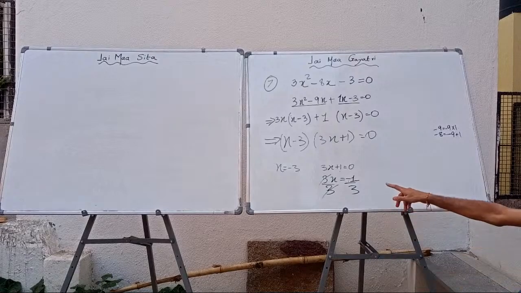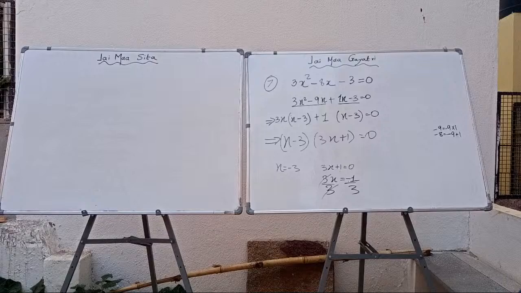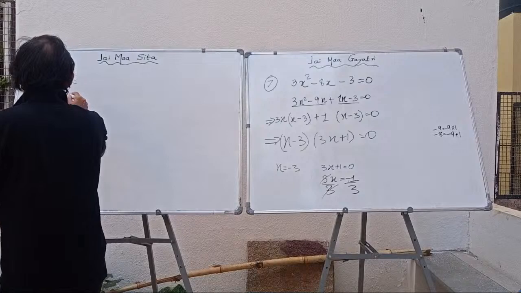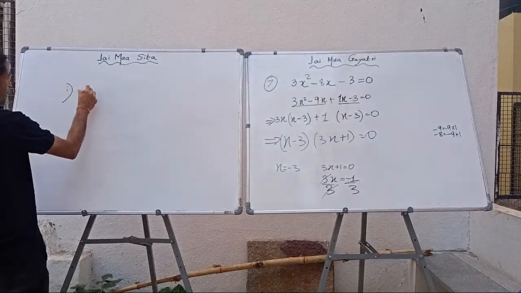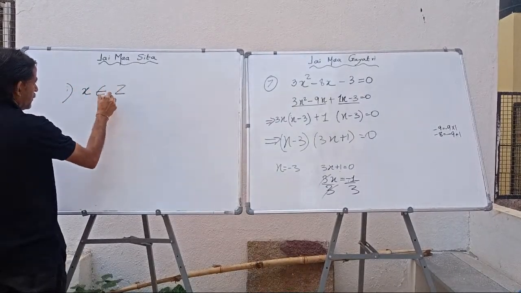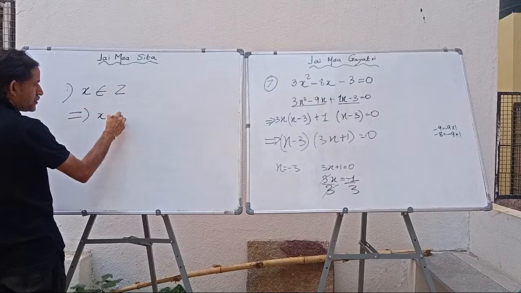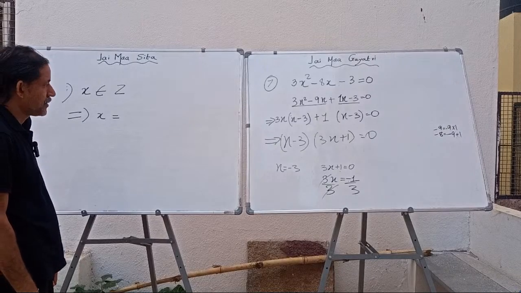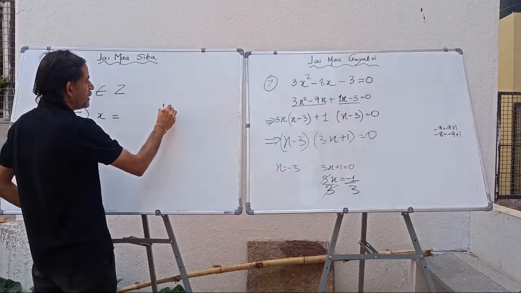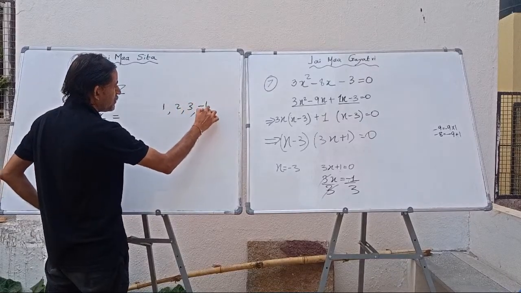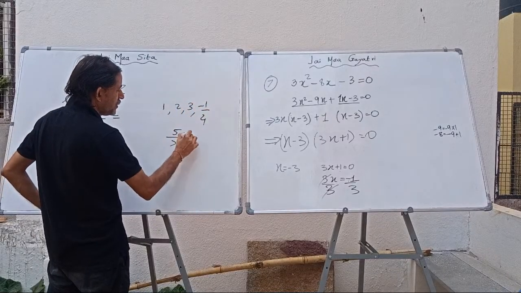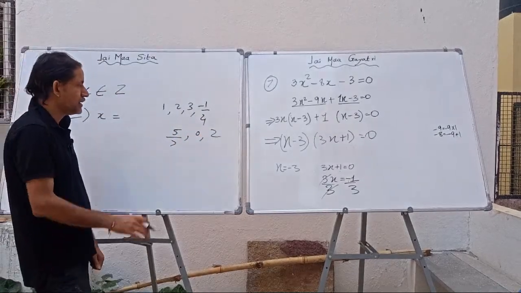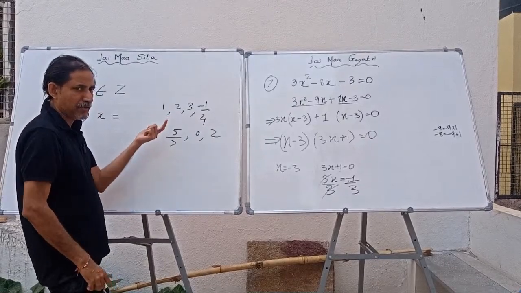Now, so these are the solutions. But he's asking you if x is an integer. Now, which one of them is an integer? Which one of them is an integer? 1, 2, 3, minus 1 by 4, 7, 0, 2. Which one is an integer in this? Start telling me.